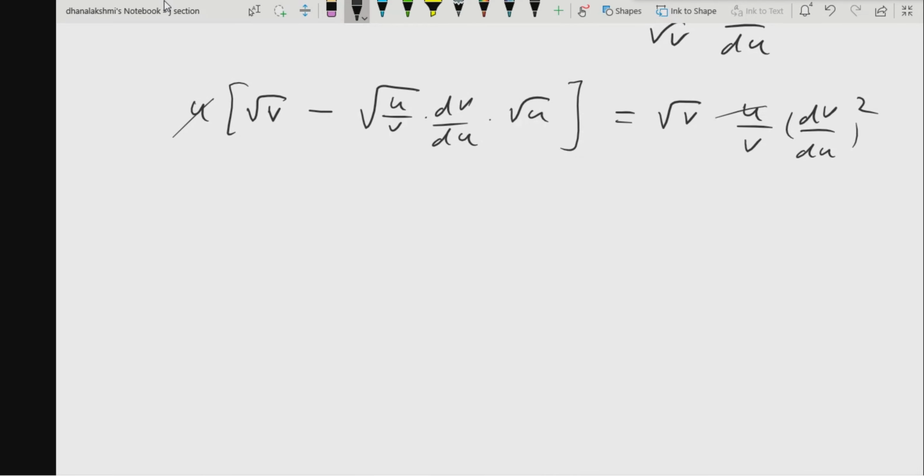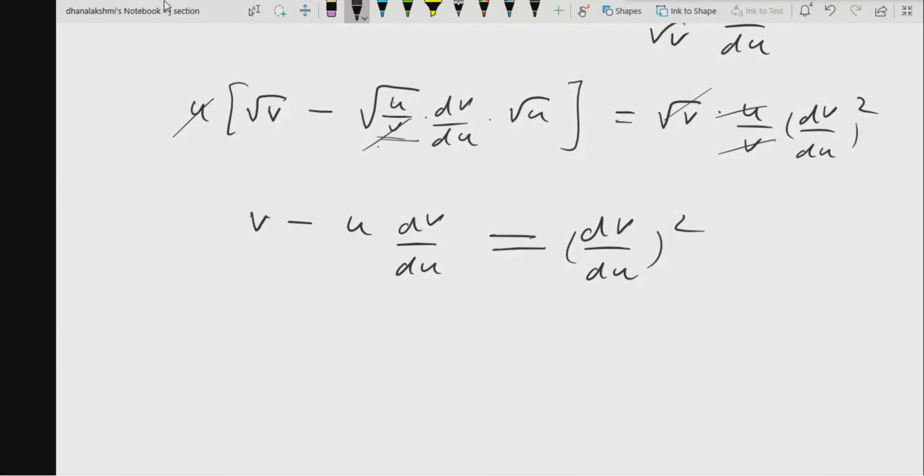Yes, ma'am. Similarly, this root v, when you take common, you will get root v into root v will be v minus root u into root u will be u, dv by du you will get. This root v will be cross multiplied to the other side. So root v into root v will be again v, and this v will be cancelled. Here I am crossing it off. All these values will be cancelled. So here on the other side, I will get dv by du whole square.